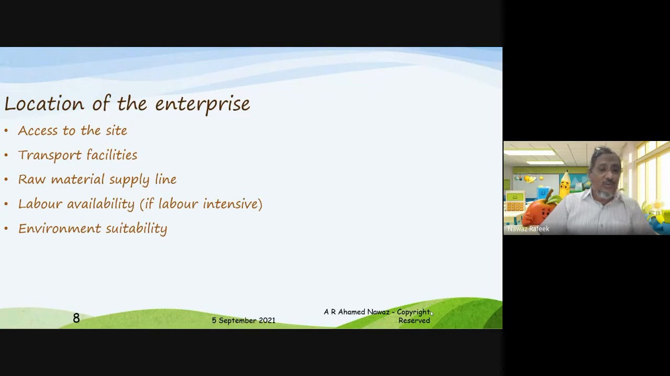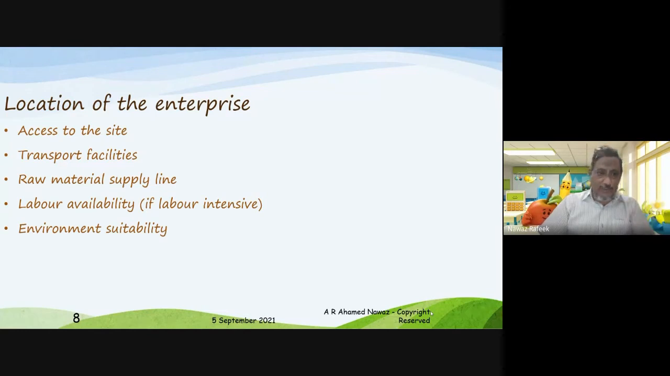Then, the raw material supply line: whether it is locally available, locally supplied, frequently available, or what is the time lag between supply from the manufacturer to the site, how long it will take. This is important for us to find out the working capital finance. Working capital finance: how much raw material has to be stored depends on the supply line.